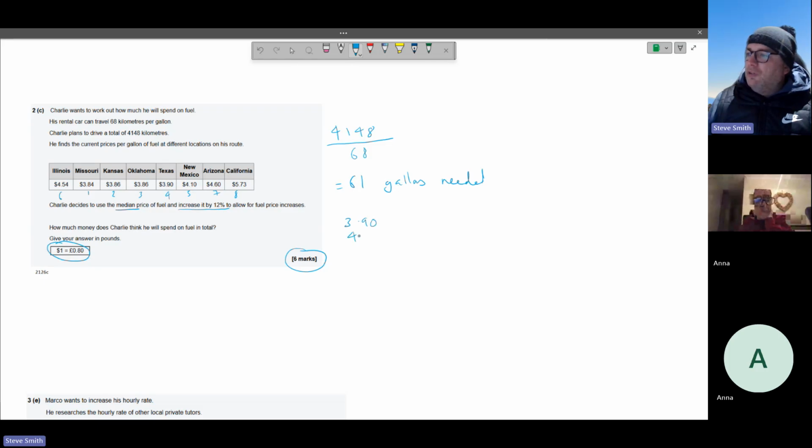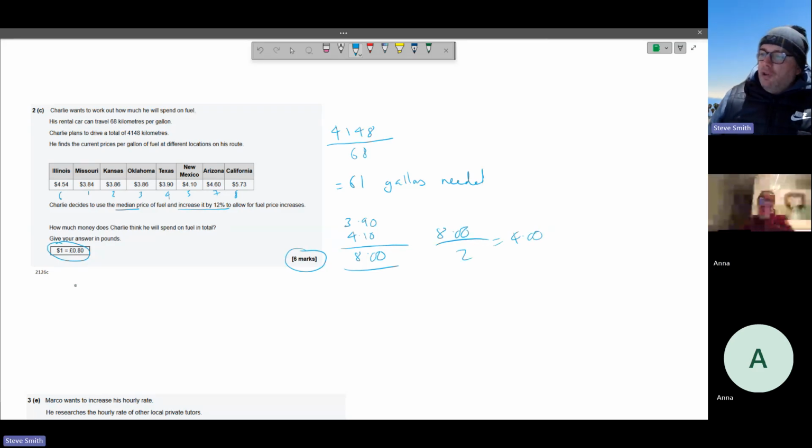So $3.90, add $4.10, which we've got is $8, and then we divide that $8 by 2, because there's 2 prices. So we got $4 needed times by 61. But before we do the 61, he says here, Charlie has to use the medium price of fuel and increase it by 12%.